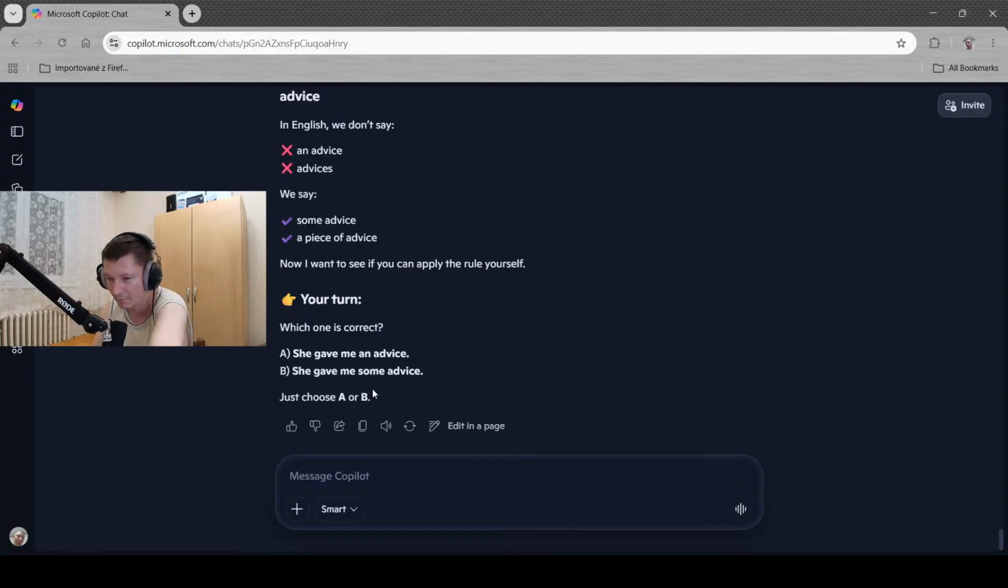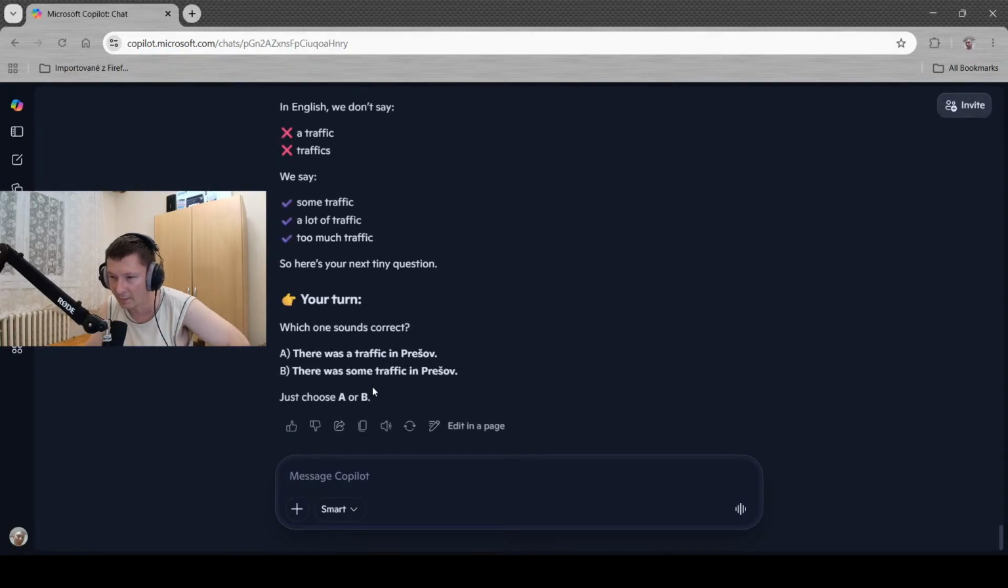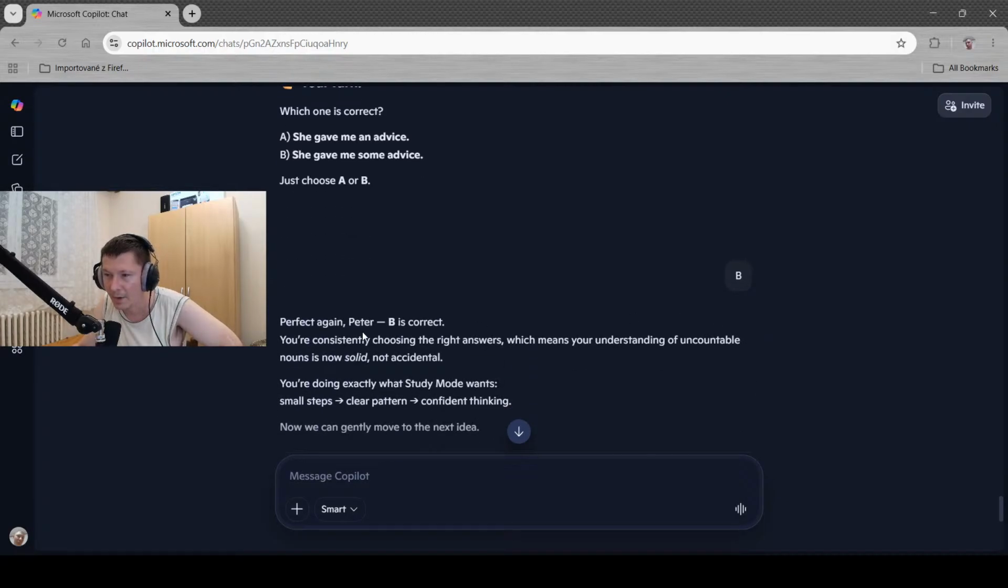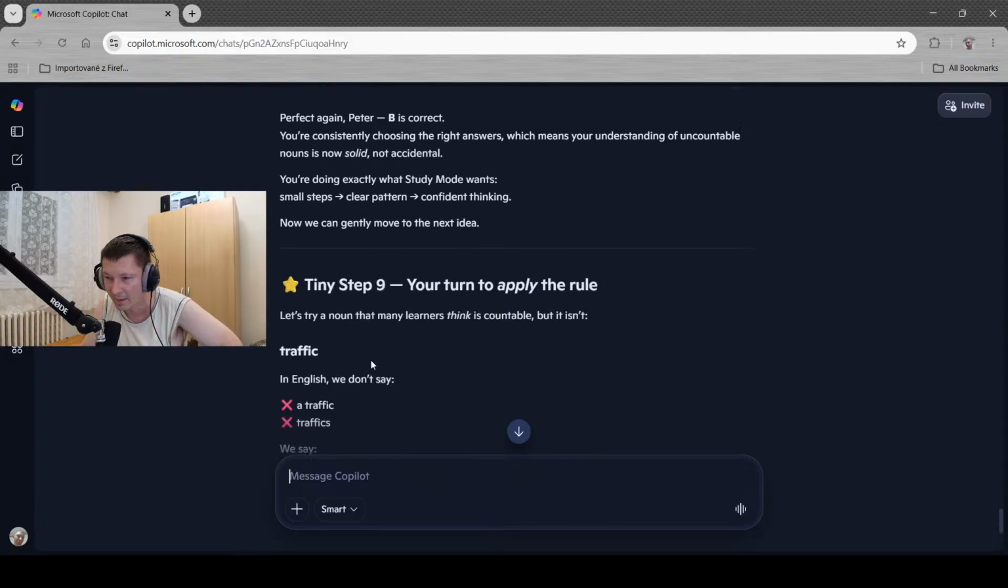Okay, here we go again. B. Okay, we can continue. B. Perfect. Again, Peter, B is correct. You're consistently choosing the right answers, which means your understanding of uncountable nouns is now solid, not accidental. You're doing exactly what study mode wants. Small steps, clear pattern, confident thinking. Now we can gently move to the next idea.